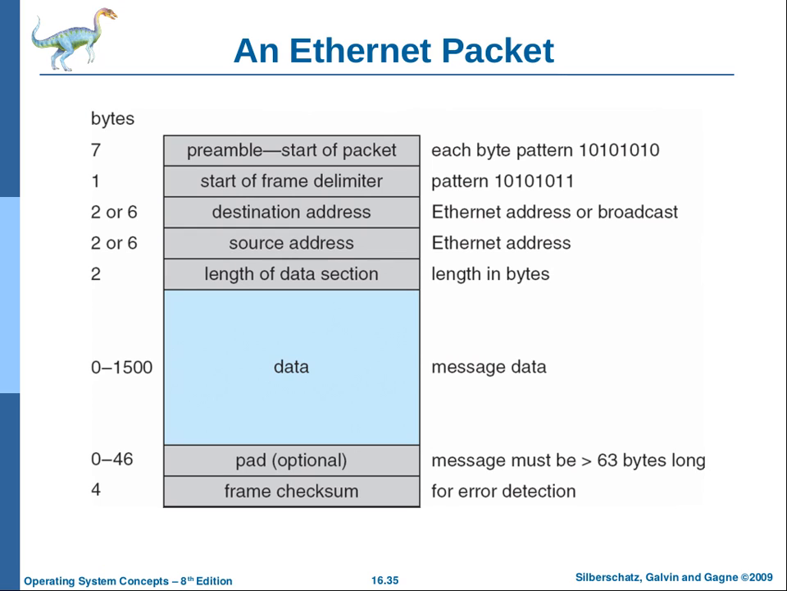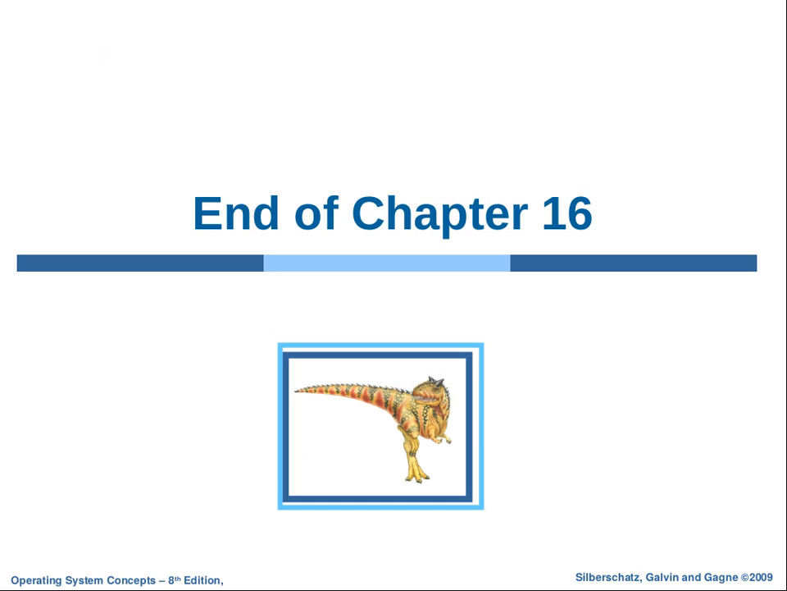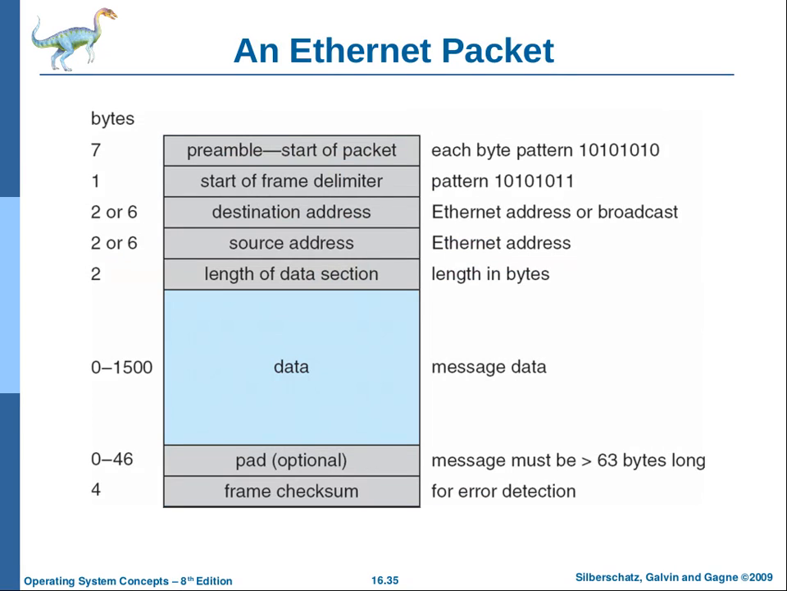The pad, because it has to be at least 63 bytes in length, and then you have a checksum just to make sure there's no issue with your packet. So all Ethernet packets have this plus more. And that's the end. Any questions? That's an 802.3 Ethernet packet, 1,500 octets. Octets, which are bytes.